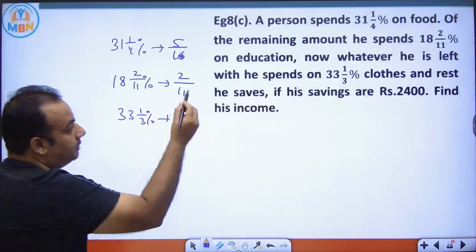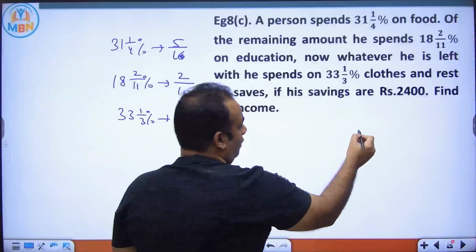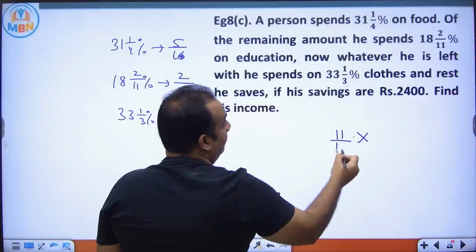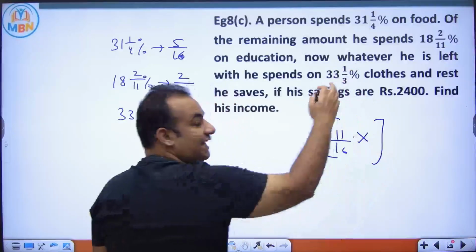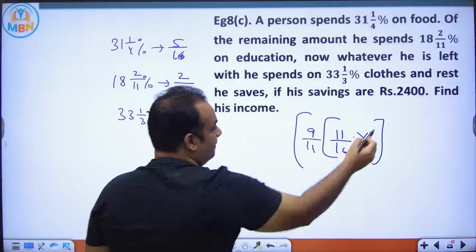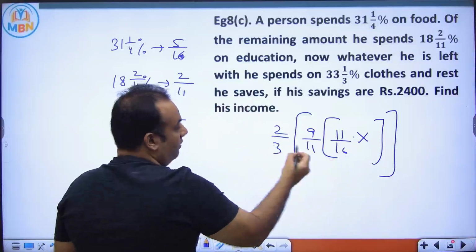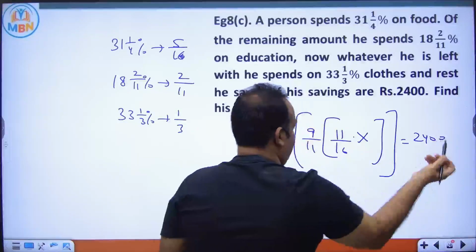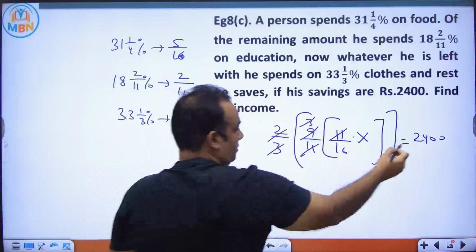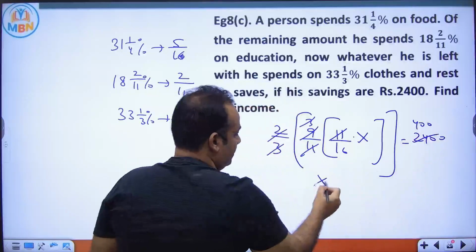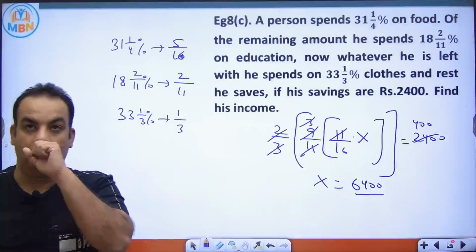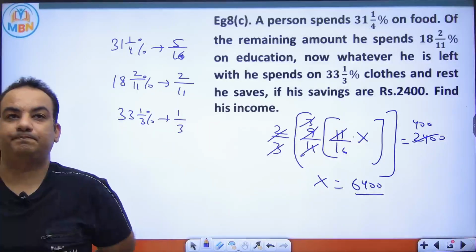Now what is given? A person spent 31 1 by 4% on food. Let the income be X. So he spent this much on food. So what is left? 11 by 16. Of this value, he spends 18 2 by 11%, so that is 2 by 11. So what is left? 9 by 11. Of this value, he spends 1/3. So what is left? 2/3, which is equal to what? 2,400. Now you can solve this. So this is 3. This is 400. So the value of X is 6,400. So the answer is 6,400. Now you can check this.